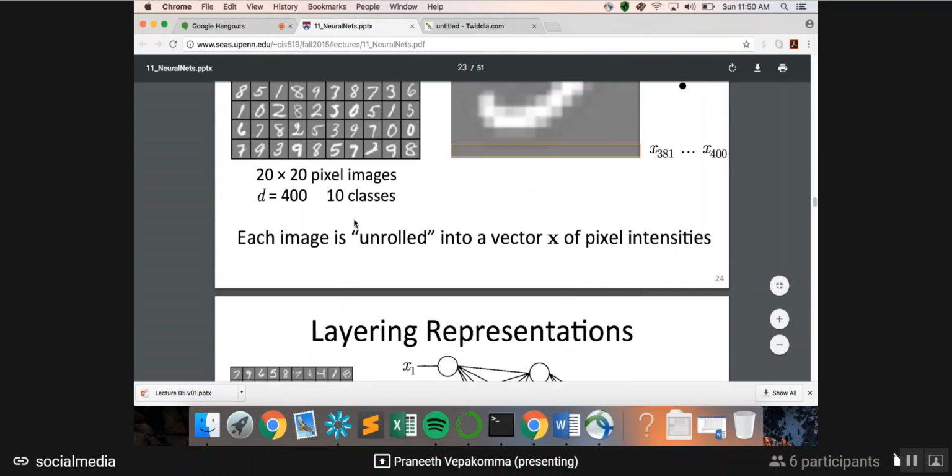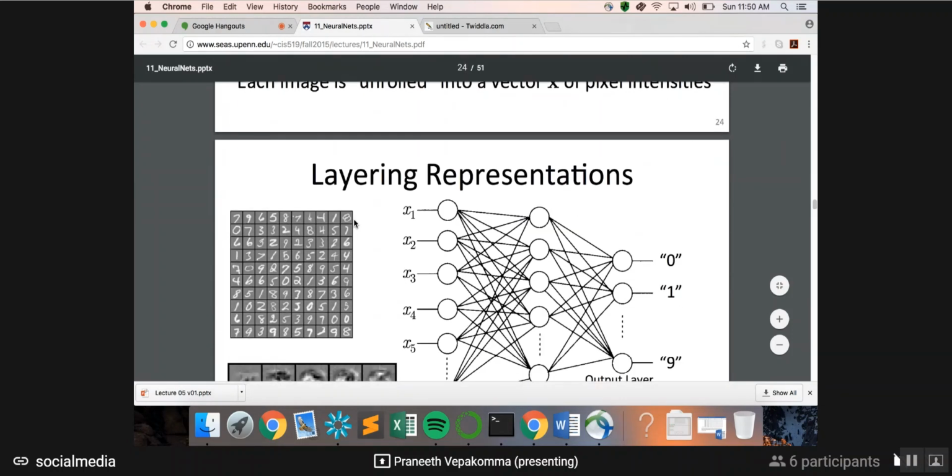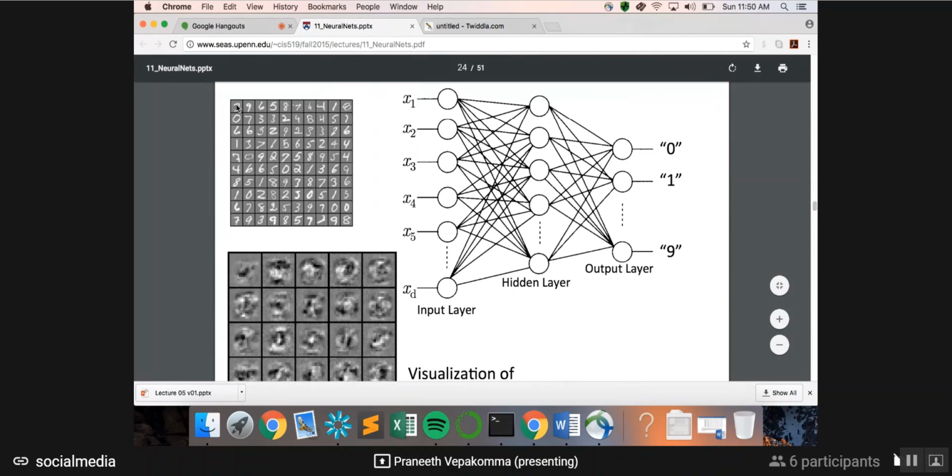So all he's saying is, as we've discussed above, like any other data set, you would convert each image into an input vector and pass it in. But what is happening is as follows.